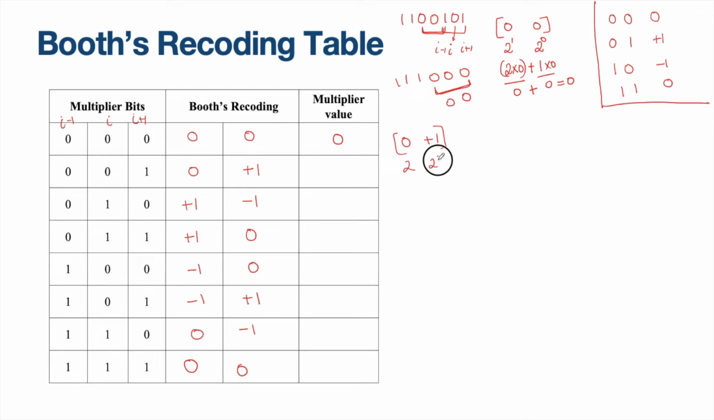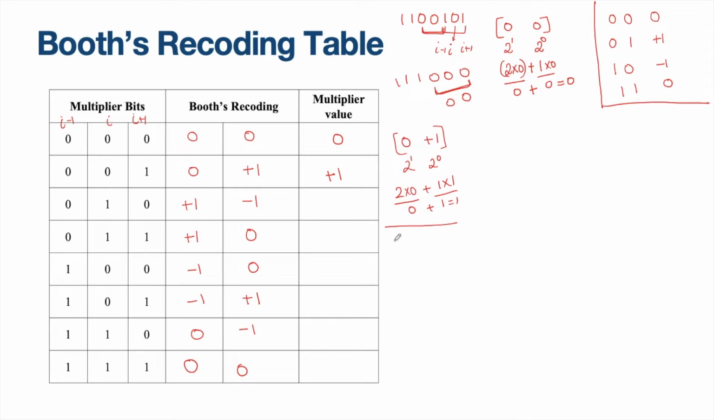Therefore, it is 2 to the power 0, 2 to the power 1. So, 2 into 0 plus 1 into 1. 2 to the power 0 is 1, into here it is plus 1. This results in 0. This results in 1. 0 plus 1 equal to 1, which is nothing but plus 1.